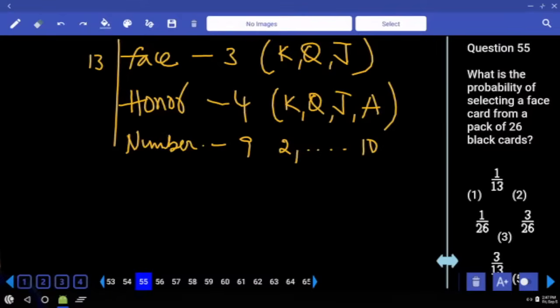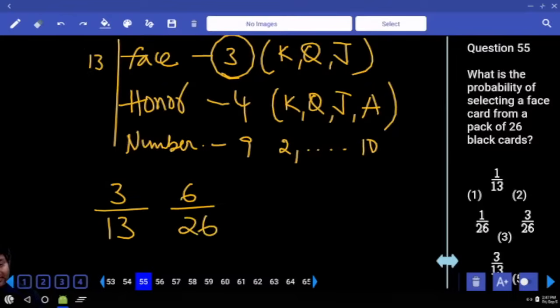Now the question is about face card only. How many face cards are there? Then probability is 3 out of 13 only. 6 out of 26, 12 out of 52. Answer is same.